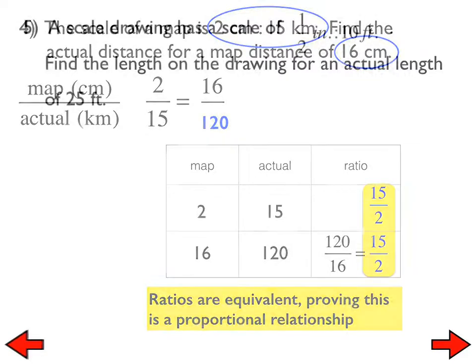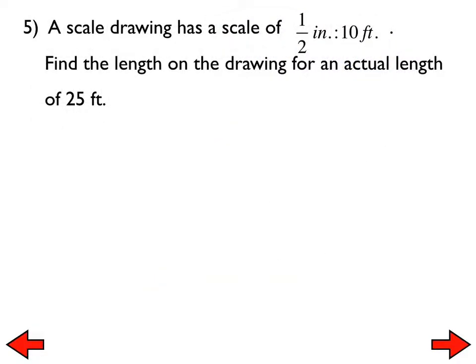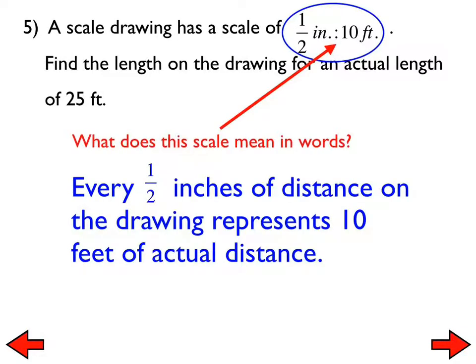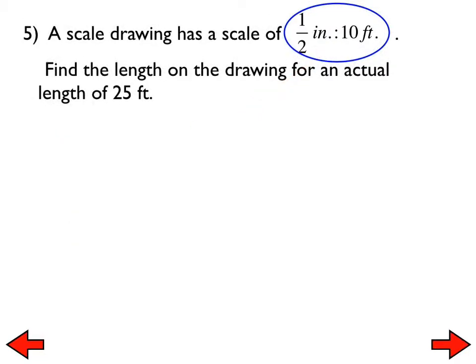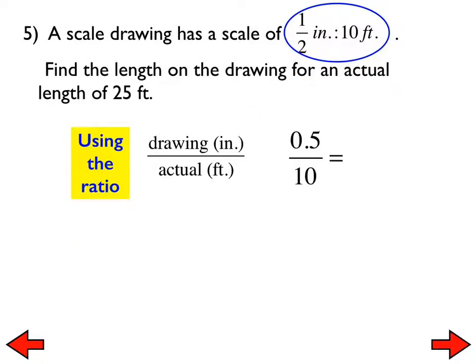All right, so let's now take a look at number 5. A scale drawing has a scale of 1/2 inch to 10 feet. Find the length on the drawing for an actual length of 25 feet. All right, so we set up our proportion. That means that 1/2 inch of distance on the drawing represents 10 feet of actual distance. We use our scale, and I went ahead and converted 1/2 inch to 0.5 to make our math a little bit better. 25 feet obviously has to go on the bottom because that's an actual distance.